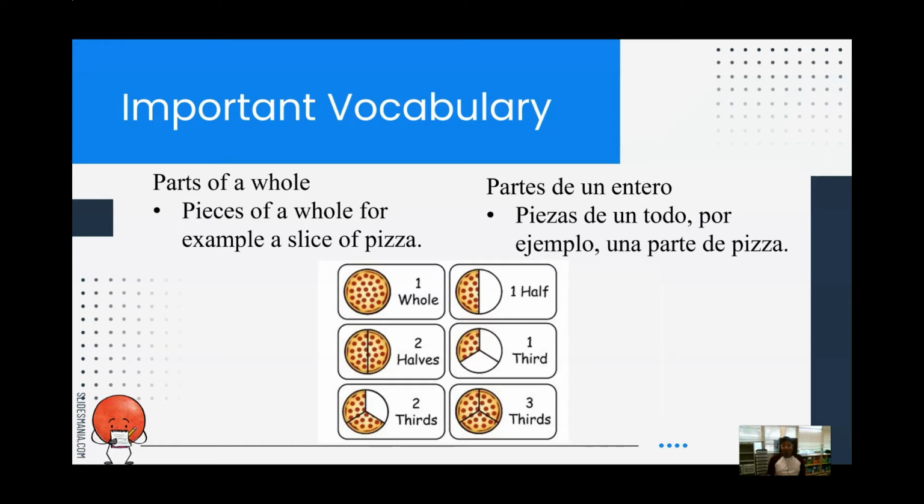Parts of a whole: pieces of a whole, for example, like a slice of a pizza, okay? So in this one, it's a whole because it's entire, right? It's the whole thing. But then here, we're missing something, and that's parts of a whole, because it's a slice of just a pizza, okay?